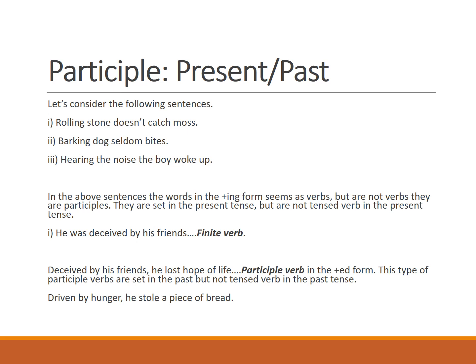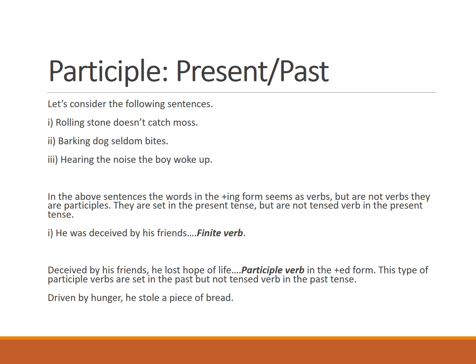Participle, present and past. Let's consider the following sentences. Rolling stone does not catch moss. Barking dog seldom bites. Hearing the noise, the boy woke up. In the above sentences, the words ending with ing seem as verbs but are not verbs. They are participles. They are said to be in the present tense but are not tensed verbs in the present tense.